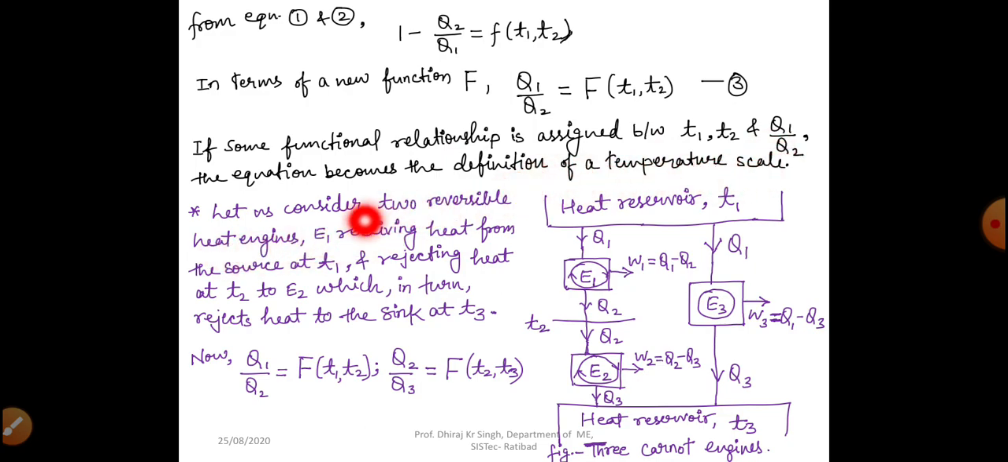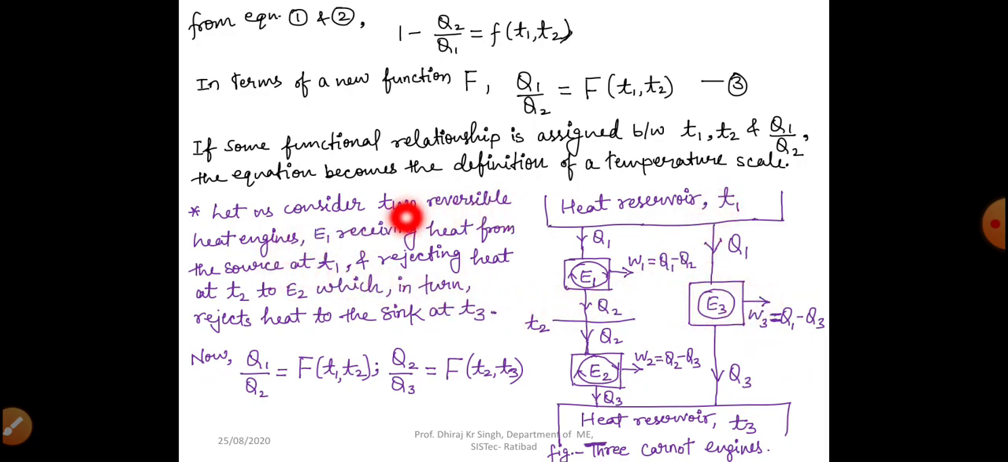So let us consider reversible heat engines. Here this is our heat reservoir T1, and at the bottom this is our heat reservoir T3. We have taken three Carnot engines here: this is E1, this is E2, and this is E3. Now we will try to find the correlation between Q1, Q2 and T1, T2, T3.